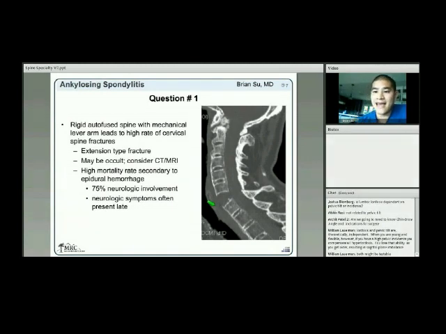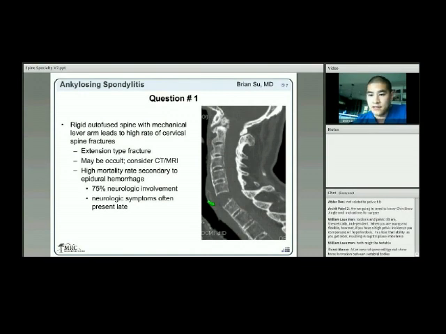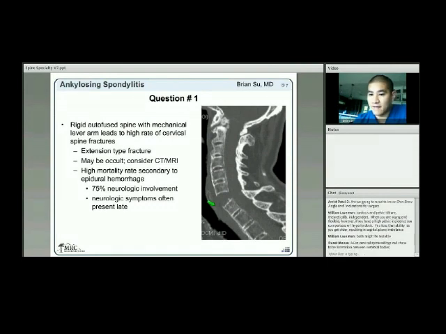Because of that, there's a mechanical lever arm, and there's a very high rate of cervical spine fractures, often occult, meaning you can miss them. So if you see an ankylosing spondylitis patient with neck pain in the setting of trauma, I would certainly consider getting a CT or MRI scan to make sure the patient does not have a fracture.